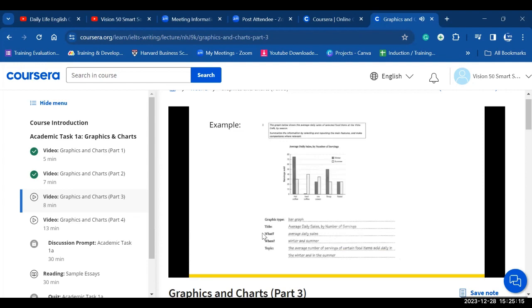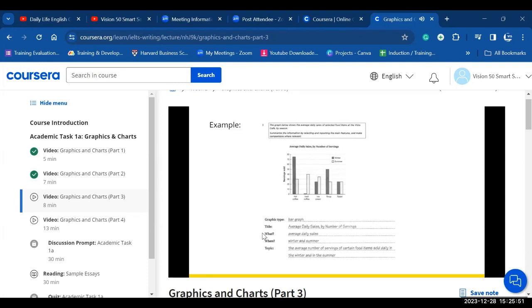And here we have our example about the previous slide for determining the topic. As you see, we have a prompt that states the following. The graph below shows the average daily sales of selected food items at the Vista Cafe by season, and we have the same requirement that we discussed earlier. So as you see, you have a bar chart, and you have a lot of details such as numbers and different food items. So when you're determining the topic, you have to keep in mind a couple of questions: what happened, when it happened, and the title and type of graph.